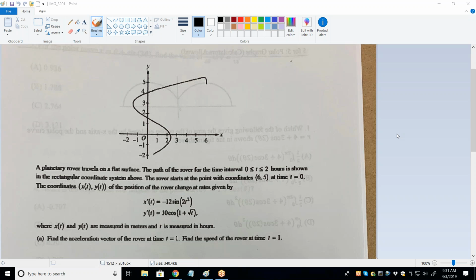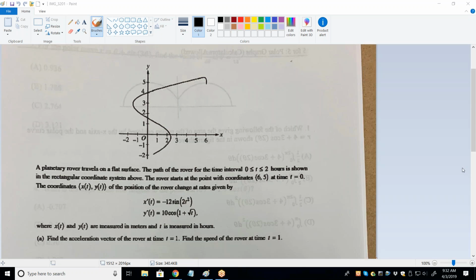Find the acceleration vector of the rover at time 1. Well, it's been a while since I've dealt with this, and I'm not even positive this is correct. Maybe you can let me know. I am going to take the first derivative of these first derivatives, in other words, to get x double prime. Let me start writing on this.